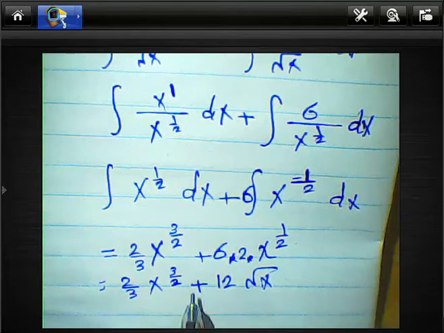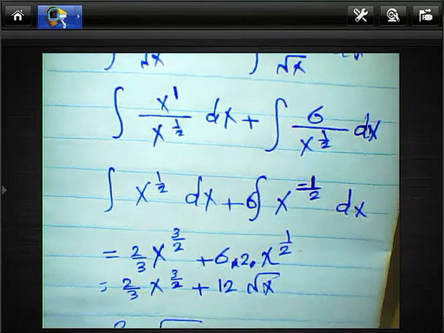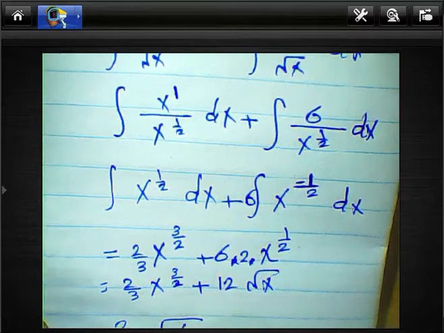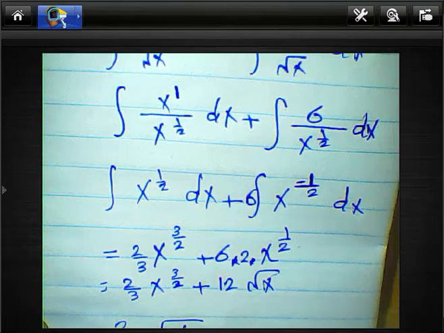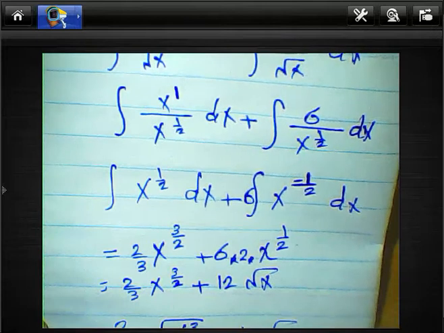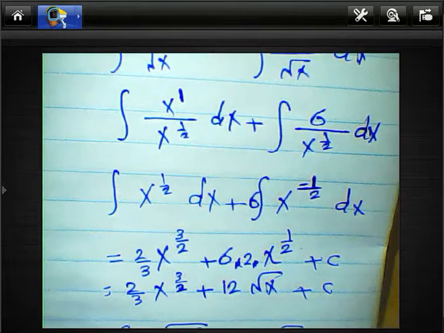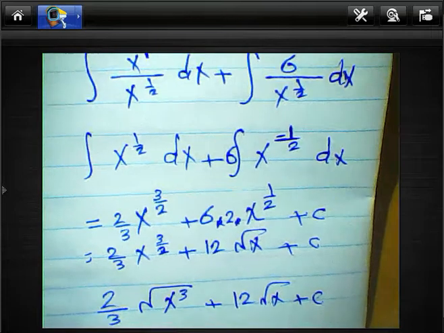We can convert this term x power 3 over 2: we can write x here, take the 2 outside, and write 3, plus 12 root x plus a constant, as the result of this example. It's okay.